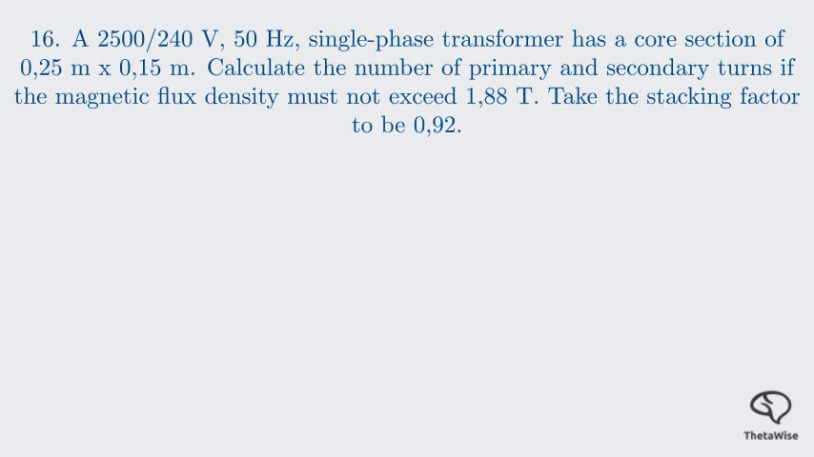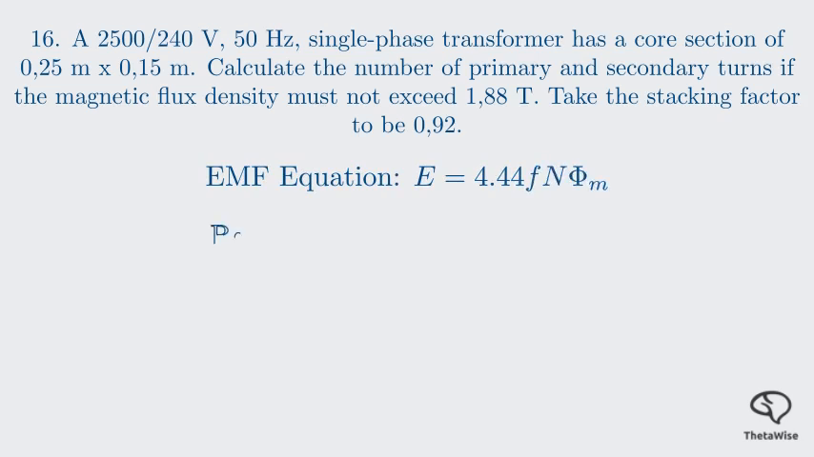The key formula we need is the EMF equation of a transformer. The equation is E equals 4.44 times the frequency, times the number of turns, times the maximum flux. It links the induced voltage to the properties of the magnetic circuit. We can rearrange it to solve for the number of turns, N, which equals the EMF, E, divided by 4.44, F, and the maximum flux, Φmax.